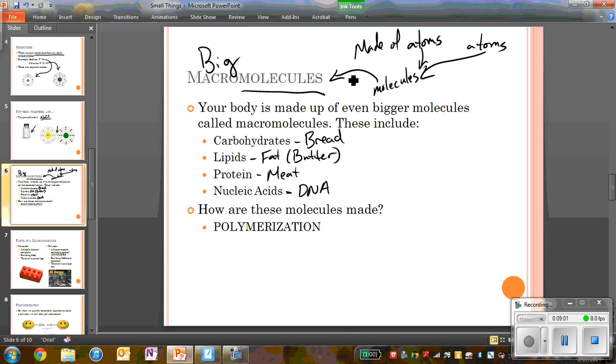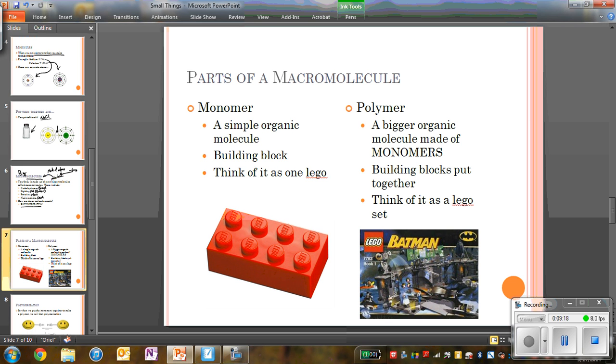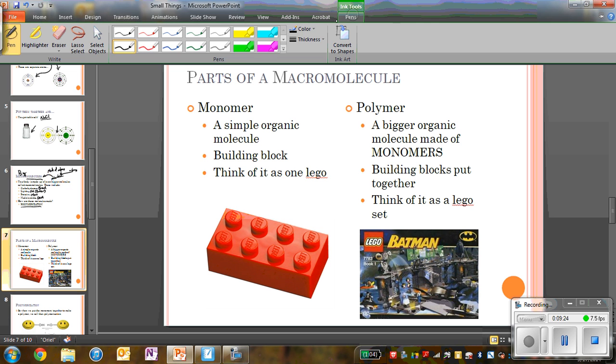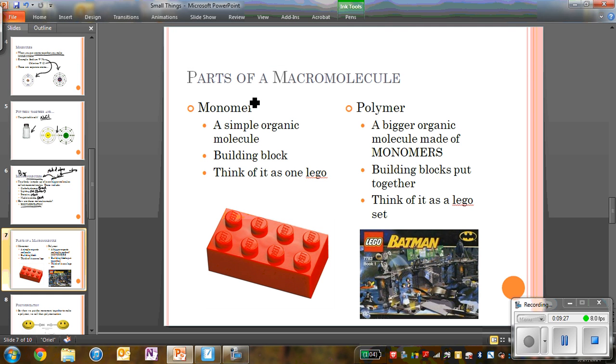Big macromolecules. How do you make these? You may be asking, you know, how are my cells made of these things? Well, your body actually goes through a process called polymerization. That's the last thing we're going to talk about today. So, what are parts of a macromolecule? How are we going to build one? Well, parts of a macromolecule include two. Exactly two. The monomer and the polymer.